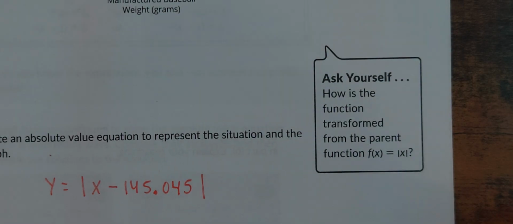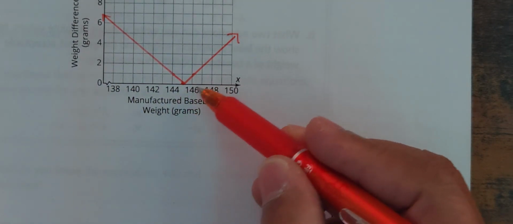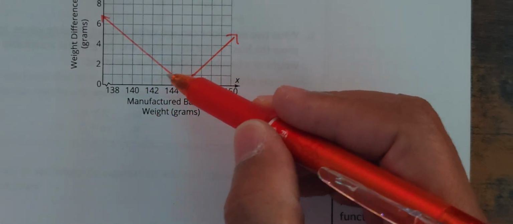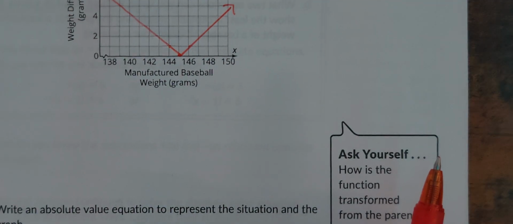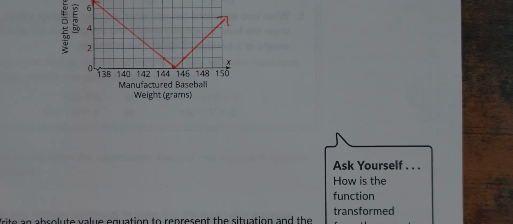Once we have the equation, let's ask ourselves, how is the function transformed from the parent function? And I just said this. Since it's minus, and you can see it on the graph, it got translated to the right 145.045 units. Okay, so let's go to the next page and see what we're being asked to do.